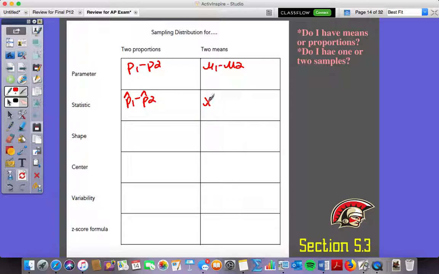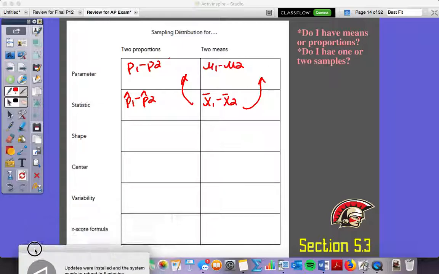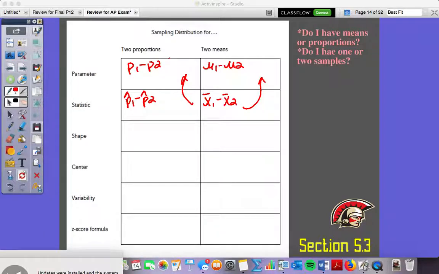So this is x bar 1 minus x bar 2. We use this to estimate the population, right? Traditionally, when we're going into two sample. Don't click OK. Don't click OK. Don't click OK. Yeah, coach. Yeah. Very good. Get out of here.